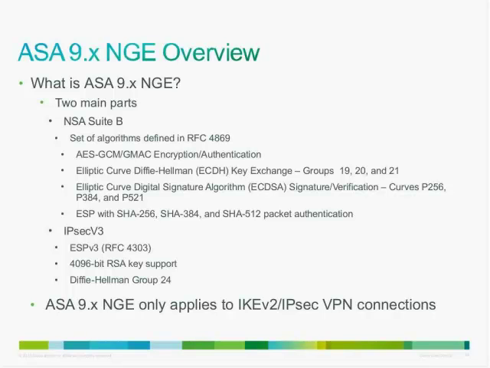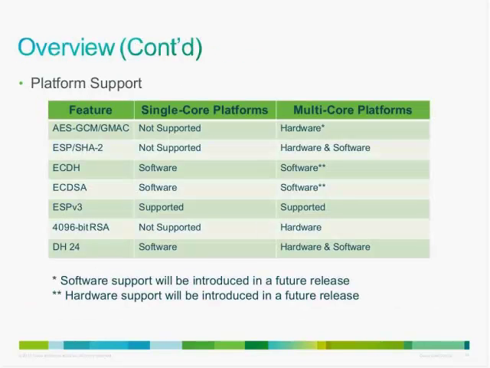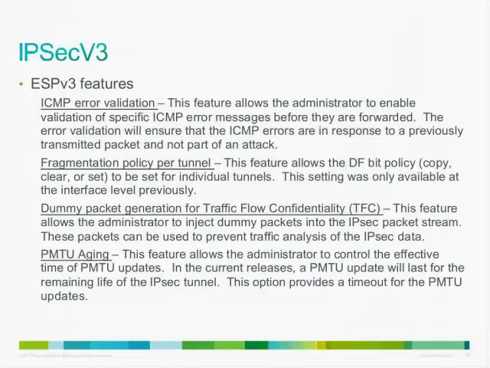Now, going to the next slide, which should give you an understanding of the platform support. Not all platforms support this. Some of the platforms, especially the single core platforms, do not support all of them. This is basically a platform support table that you can use as a reference for configuring the Suite B protocols on your ASA. Some of them have been highlighted as a future release, where you'll add either hardware or software support for those releases. As mentioned before, IPsec v3 comprises the ESP version 3 features.